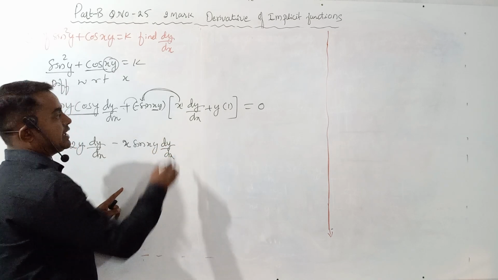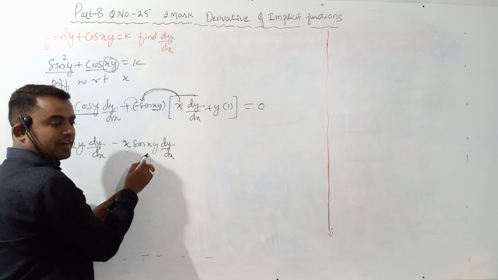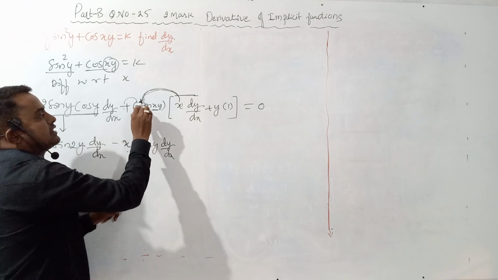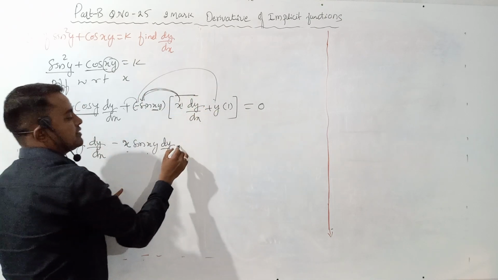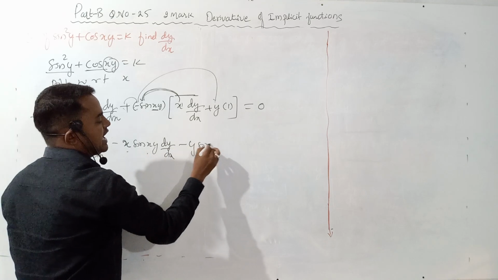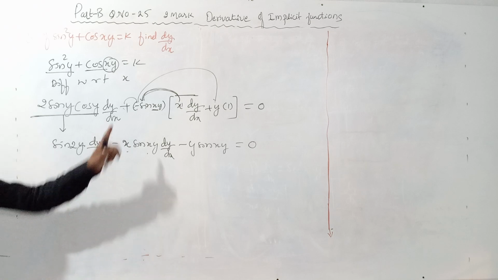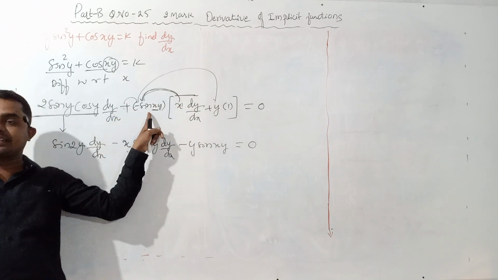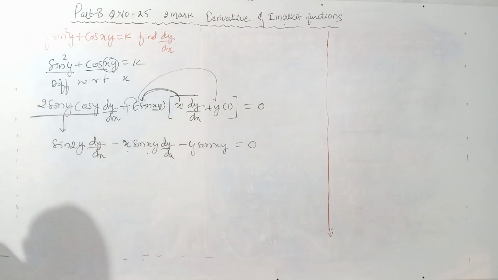Yes, dy by dx. This one, we are multiplying x into sin xy, so x sin xy, and dy by dx as it is, plus into minus, minus. Then this one into this, y into sin xy: minus y sin xy is equal to 0. So here, y into sin xy, y sin xy.